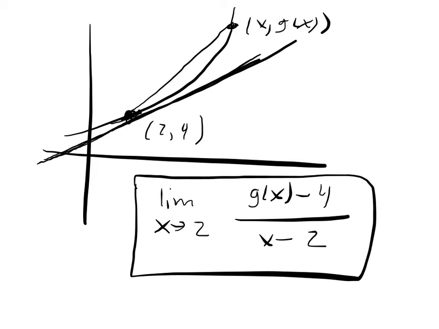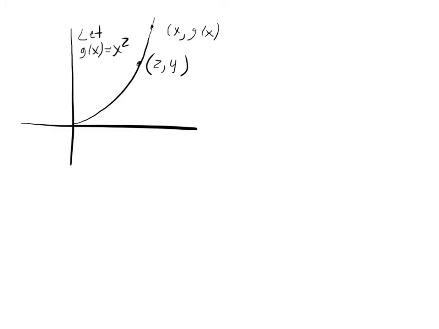And that's great, except for the fact that if we go ahead and try and just plug a 2 in, g(2) is 4, 4 minus 4 is 0, 2 minus 2 is 0, and we get that very nasty 0 over 0 indeterminate form for a limit, and we would have to manipulate the expression to figure out what that limit could be. So let's suppose we have a specific function.